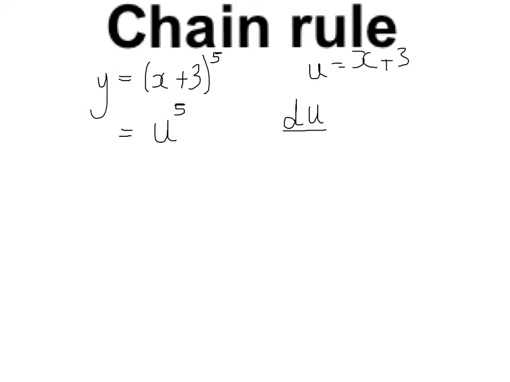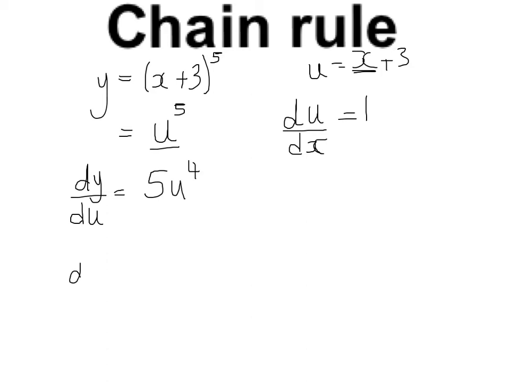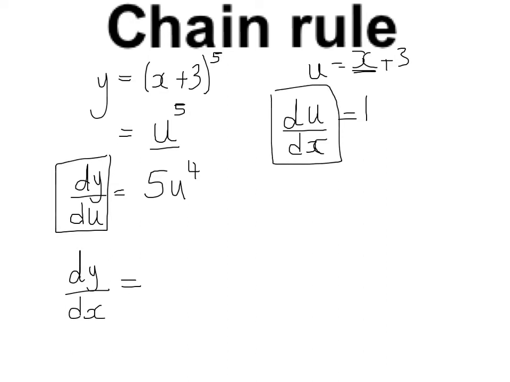So u we're differentiating with respect to x, because we're interested here in x, and that would just be 1. Now y we're no longer differentiating with respect to x, because it's u, so it's u that I'm differentiating with respect to. That would be 5u to the power of 4. But what I want is dy by dx. What I've got is dy by du and du by dx.